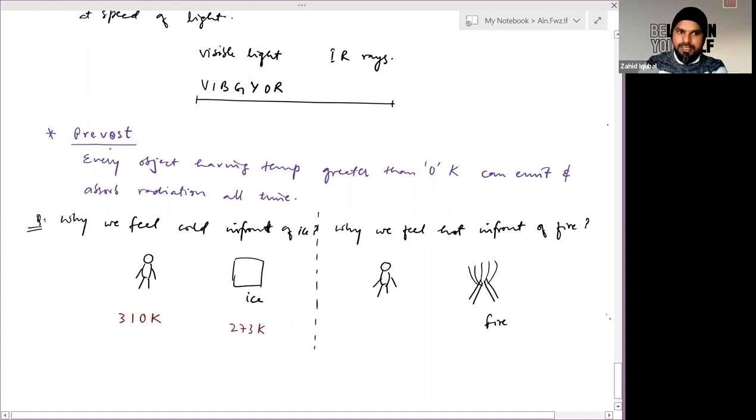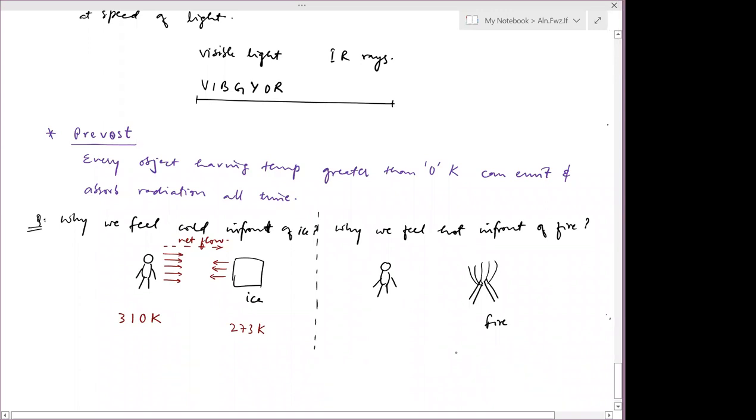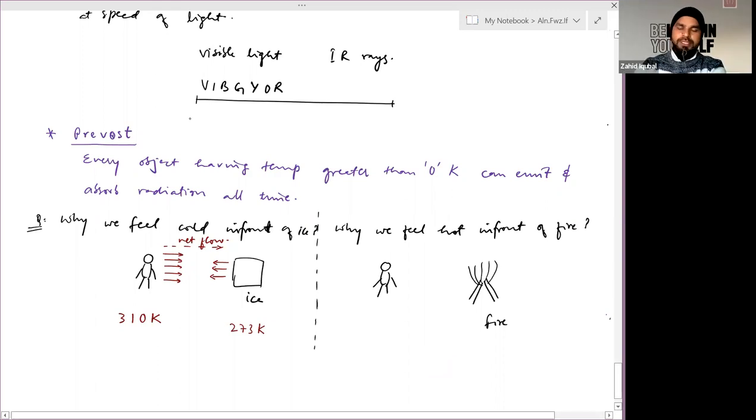So according to Prevost's hypothesis, every object which has temperature greater than 0 Kelvin will emit radiation at all times. Since human body temperature is greater than ice, it will radiate more towards it, and ice will radiate less. So there will be a net flow of radiation from the human body towards the ice. This net flow of radiation from the human body to ice will tend to decrease our body thermal energy, due to which we feel cold. Is it clear? Yes, sir. This is a similar mechanism that we feel in the cold winter season.